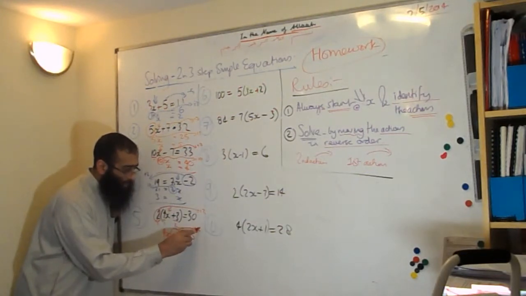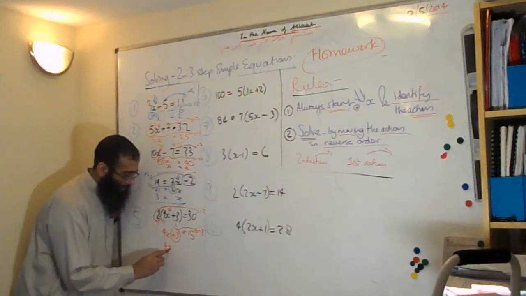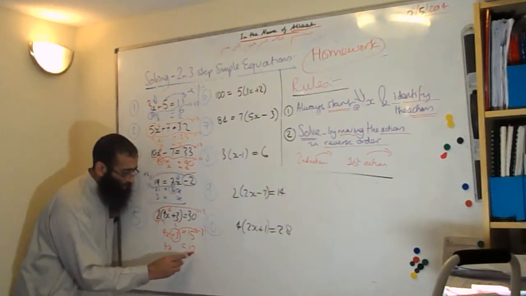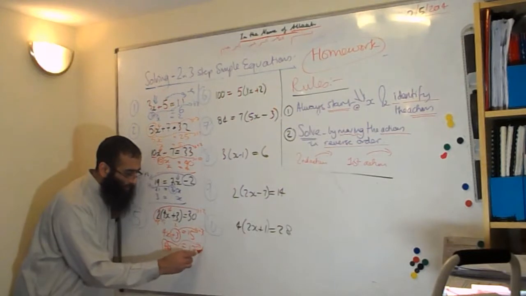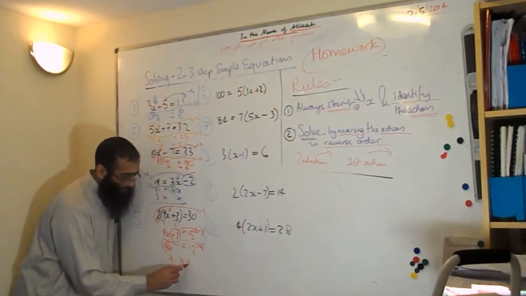Opposite plus 3 is minus 3. So 4x is equal to 15 minus 3 is 12. The last thing to move is time by 4. Opposite time by 4 is divide by 4. So x is equal to 3. Done.